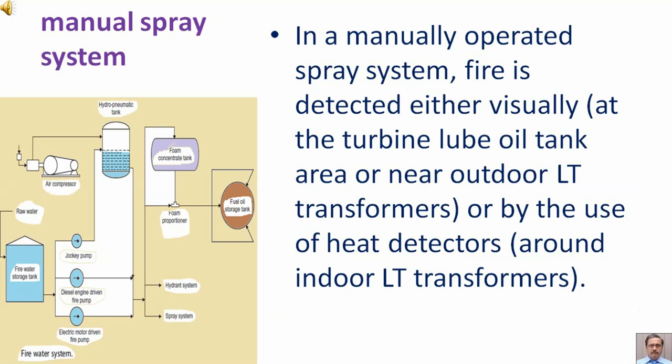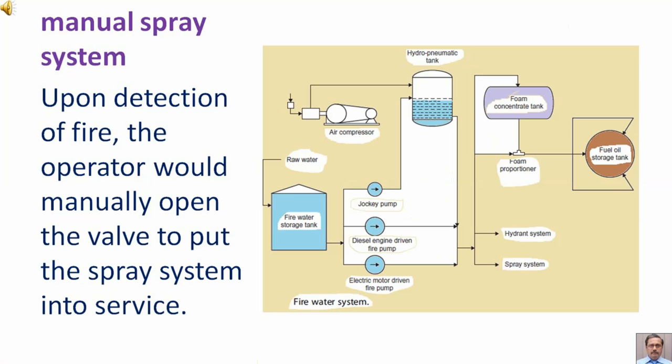Manual spray system. In a manually operated spray system, fire is detected either visually, for example at the turbine lube oil tank area or near outdoor low tension transformers, or by the use of heat detectors around indoor low tension transformers. Upon detection of fire, the operator would manually open the valve to put the spray system into service.